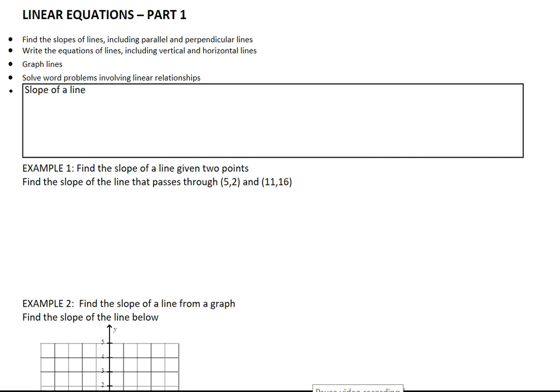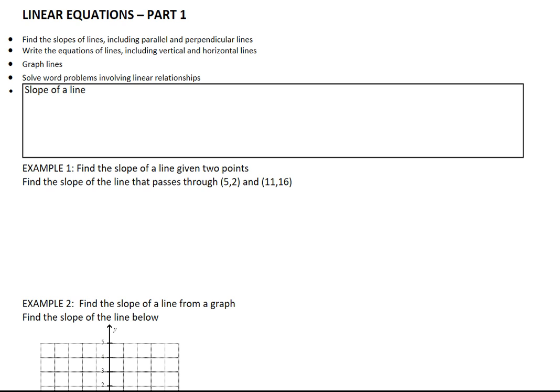Alright, this is linear equations, part 1, and we're looking to find slope of lines, including parallel and perpendicular lines, write equations of lines, including vertical and horizontal. We will be able to graph lines, and we will solve word problems involving linear relationships. Let's start with the slope of a line, something you've seen before.